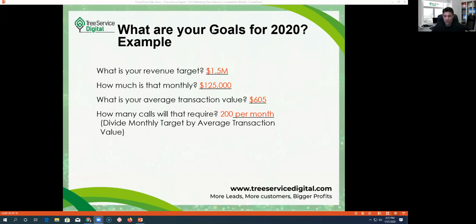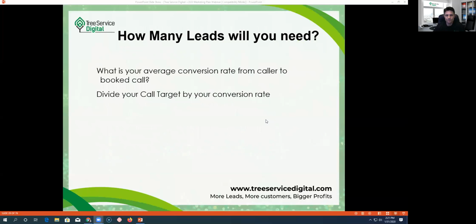What is your average transaction value? If it's $600, $605, well, then it'll be different if yours is $800 or $300 or $1,500. It really depends on your business model and who you service the majority of. But how many calls would that require? Let's say that requires 200 calls per month, in addition to the referrals and the repeat business that you're already getting. So divide that target by your average transaction value.